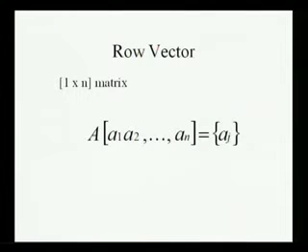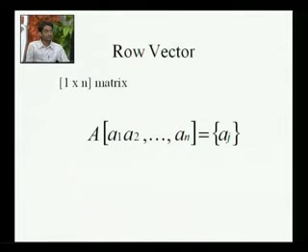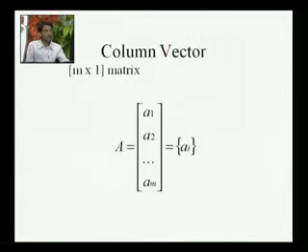Let us recall some basic definitions about matrix. First, this is the row matrix, where there is only one row and n columns. So this is called a row matrix, which has only one row. This is the column matrix, which has only one column and m rows. So this is a column matrix.